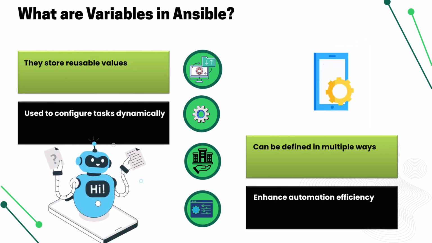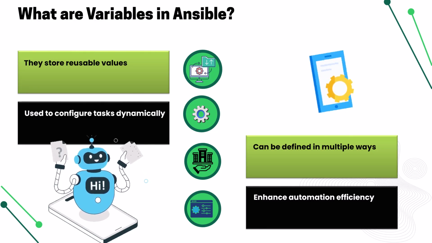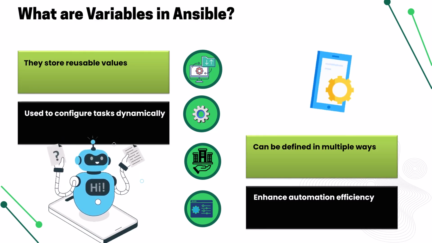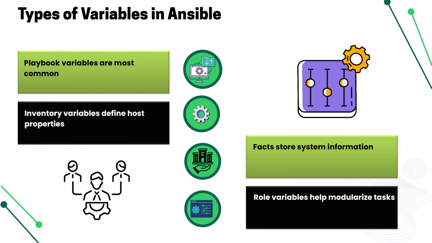Think of variables as your personal assistants. Instead of manually setting values each time, variables take care of it for you. They dynamically configure tasks, making automation efficient and smooth. And the best part, they can be defined in multiple ways to suit different needs. Ansible doesn't believe in a one-size-fits-all approach. We have playbook variables, inventory variables, facts, and role variables. Each type has its own role, kind of like a superhero team, each bringing unique strengths to the automation process.